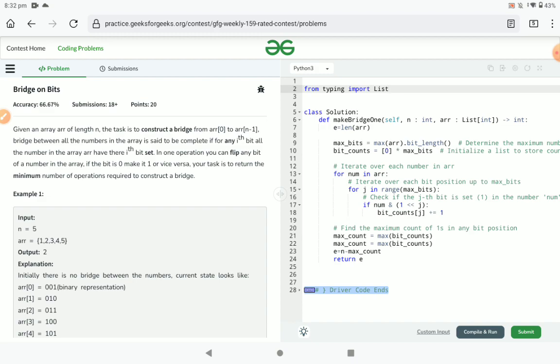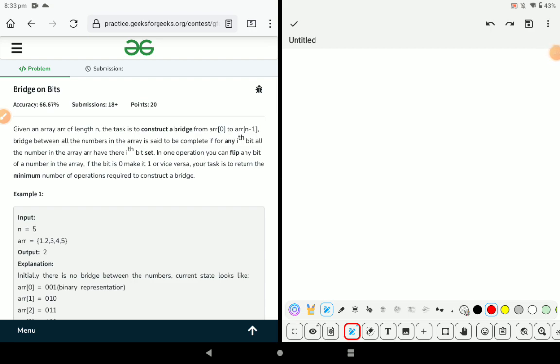In this problem statement, we have been given an array of length n, and our task is to construct a bridge of all the numbers in the array. It's said to be complete if for any ith bit, all the numbers in the array have their ith bit set. In one operation you can flip any bit of a number in the array.